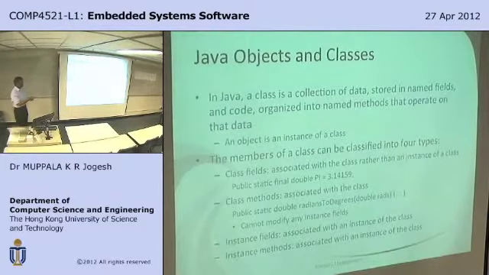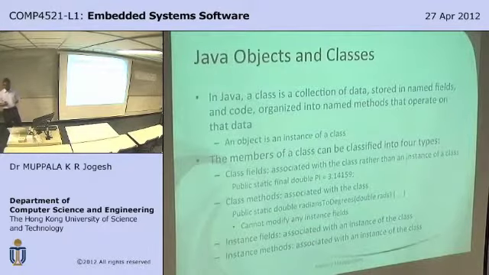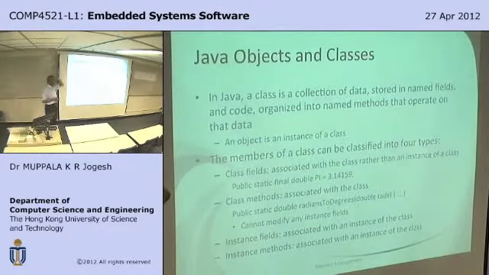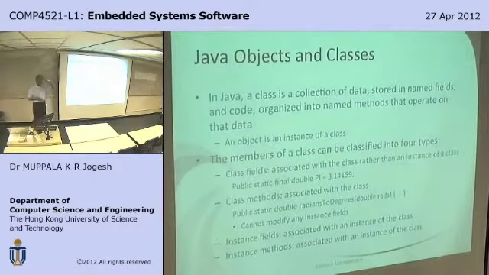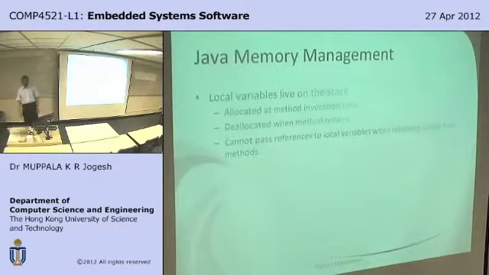And then you have instance methods. If you're operating on any instance variables, the methods automatically become instance methods because they are operating on instance fields. Class methods cannot access instance fields. So this is how Java objects and classes are dealt with.